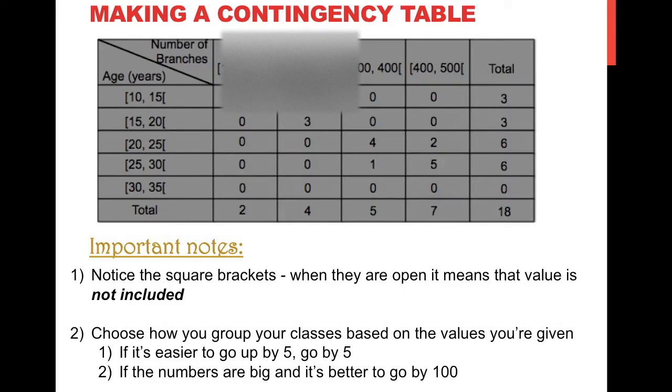You choose how you group your classes based on the values that you're given. Now, we had a large number for branches and we had a smaller number for age. So for me, it made sense to put my branches into classes of 100 and my ages in classes of 5. If it's easier to go up by 5, go up by 5. If the numbers are big and you think it's better to go up by 100, you go up by 100. That's completely based on the data values that you were given.